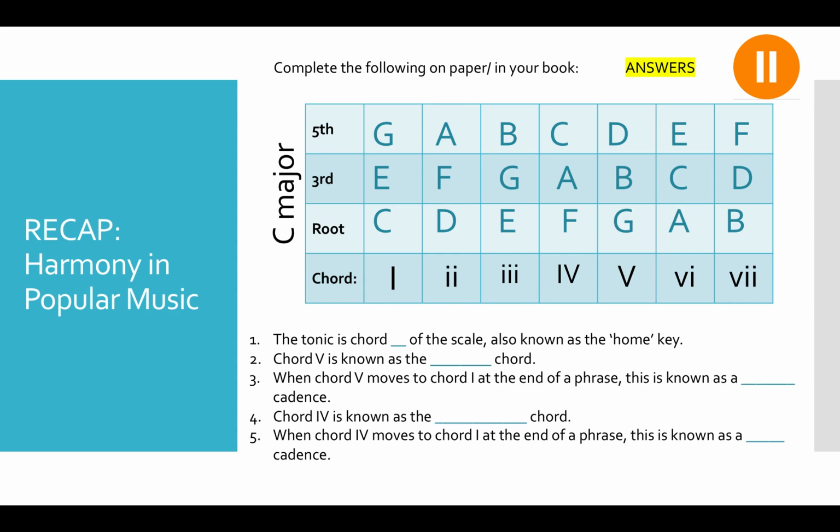So hopefully you filled those in right, and you'll notice that some of these Roman numerals are in lowercase, and that means that the chord is minor. And then the Roman numerals that are in uppercase, capitals, those chords are major. Let's get the answers to the sentences now. So here come the words from the gaps. Pause the video now and mark your answers to these.